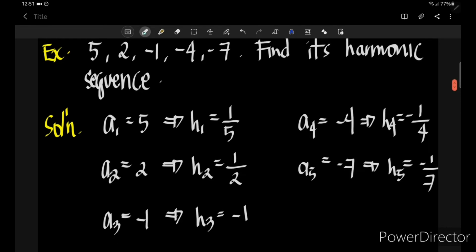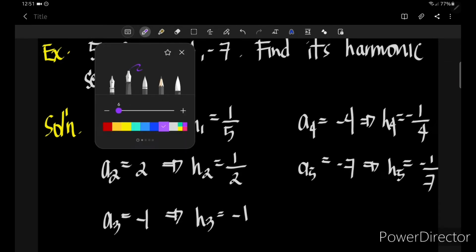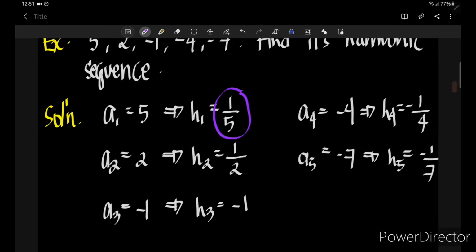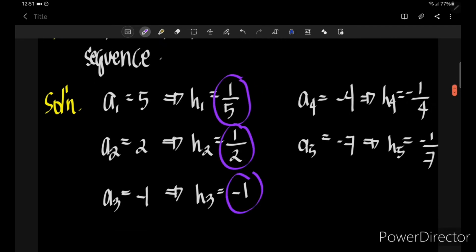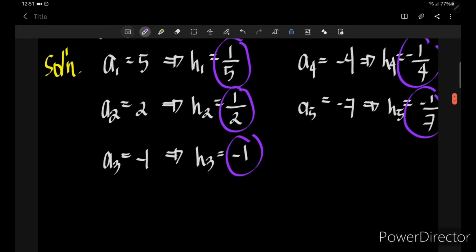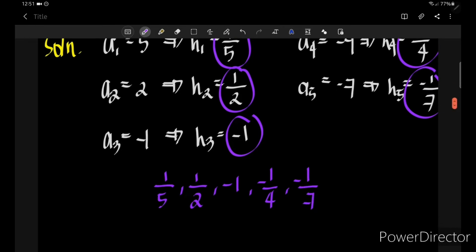Okay. Kung mapapansin natin, class, na yung ating nakuwang terms, 1/5, 1/2, negative 1, negative 1/4, negative 1 over 7, is pwede natin i-list. No? So, meron tayong 1/5, 1/2, negative 1, negative 1/4, and ang huli ay ang negative 1 over 7. So, ito yung ating desired harmonic sequence.